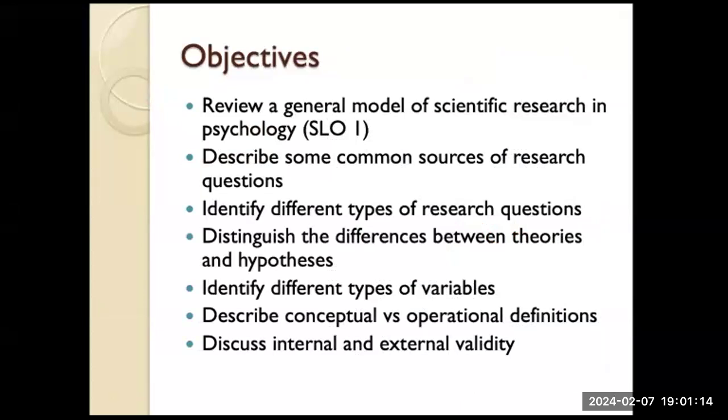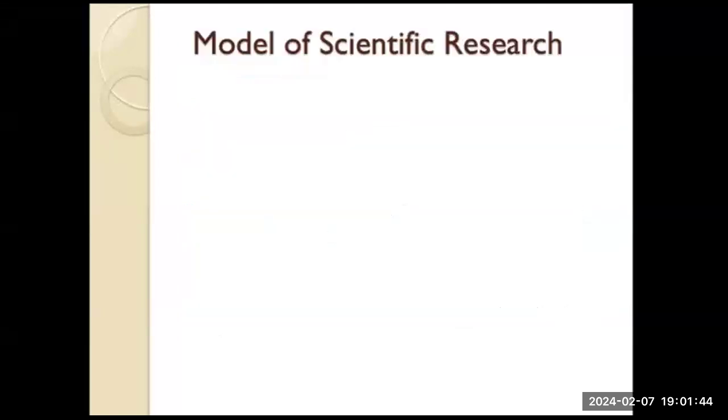So we'll look at the general model of scientific research in psychology, talk about some common sources of research questions, identify different types of research questions, distinguish the differences between theories and hypotheses, identify different types of variables, look at different definitions, conceptual and operational, and discuss validity. At the end, I will also show you how to access our peer-reviewed journals, which are very important for your study, for your proposal at the end of the semester.